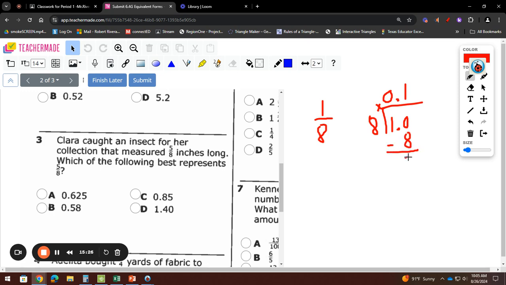10 minus 8 would be 2. So again, we have a remainder. So I'm going to go ahead and add a 0, which is to make more pieces. That's what you're doing, just making pieces. By adding zeros, you're making more pieces. You're chopping those 2 tenths into hundredths, 20 hundredths now. Okay, so now we have 20 hundredths, so it's going to be times 2, which will be 16.